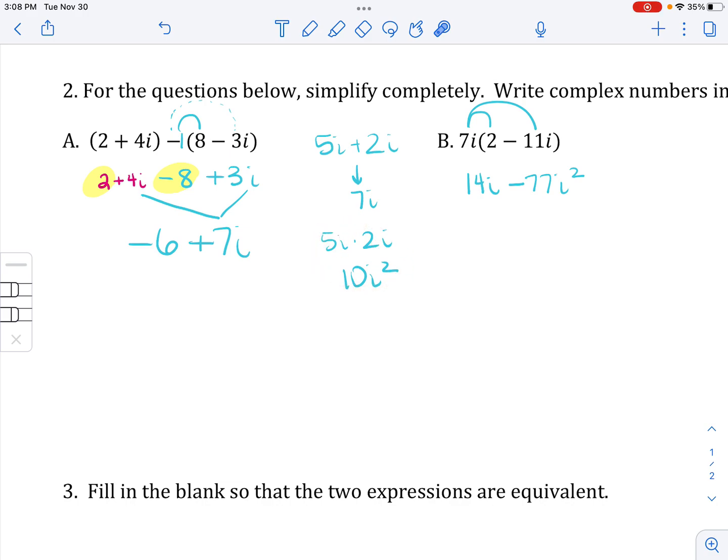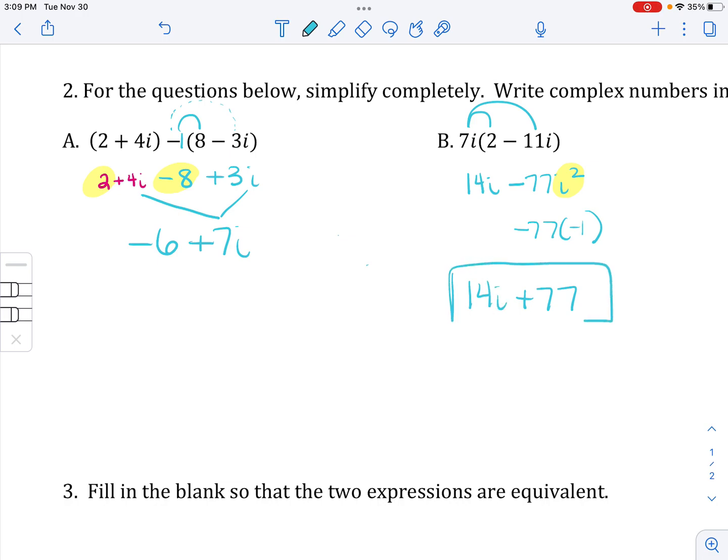5i times 2i, when you multiply i times i, that's just like saying 5 times 5 or 7 times 7. i times i is i squared. So when we do the second problem, I'm about to circle my final answer thinking I'm all good, but I remember that I can't leave i squared in my problem because i squared is worth -1, so it turns that -77 into a positive 77. And since those are not combinable, I can just circle the answer.